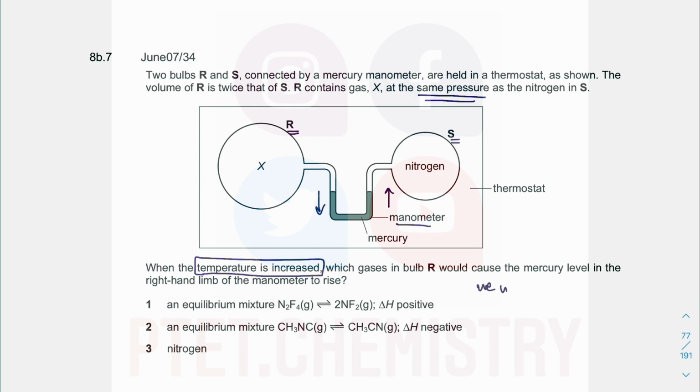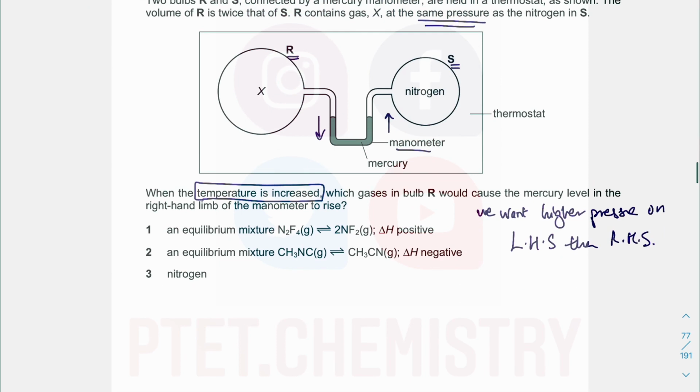So we want higher pressure on the left hand side than right hand side. Only when you get higher pressure on the left hand side, then this would push it down and this would be pushed upward. Only then your right hand limb of the manometer will rise up, okay? And when you start at the same pressure, how can the equilibrium change to give you a higher pressure? I'll tell you one of them.